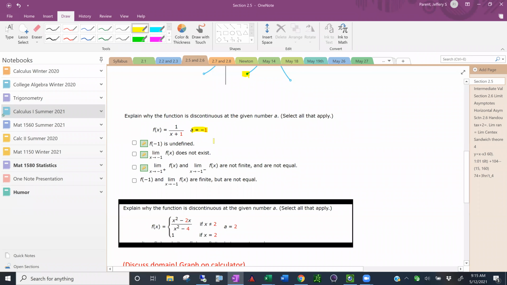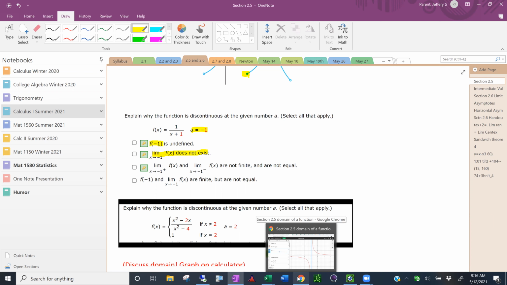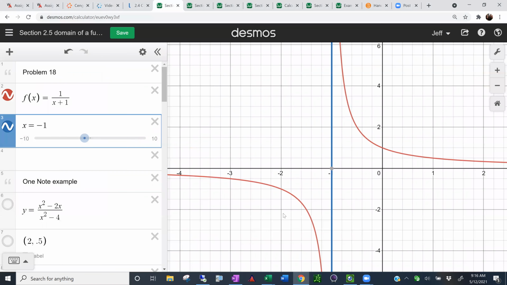Let's go back and look at the question. Explain why the function is discontinuous. Well, it's all of these things. F of -1 is undefined. That's a problem. You're not going to have a continuous function if something is undefined. The limit as x approaches -1 of f of x does not exist. Okay, let's try and understand that. And actually it's going to relate to the third one down here in this list.